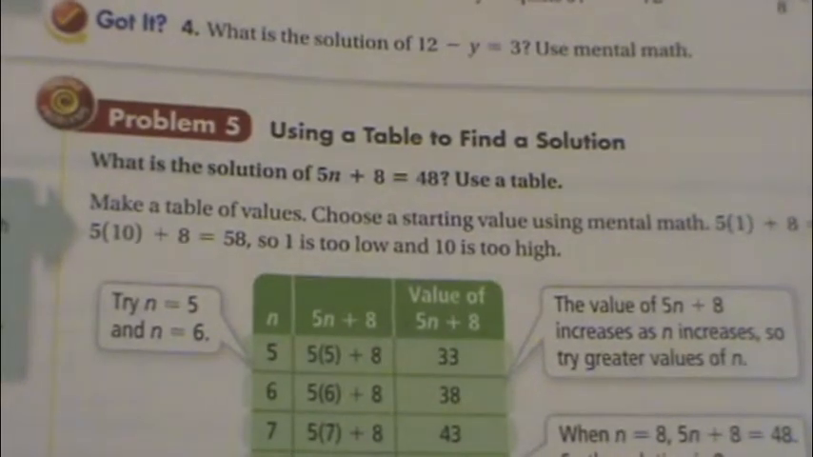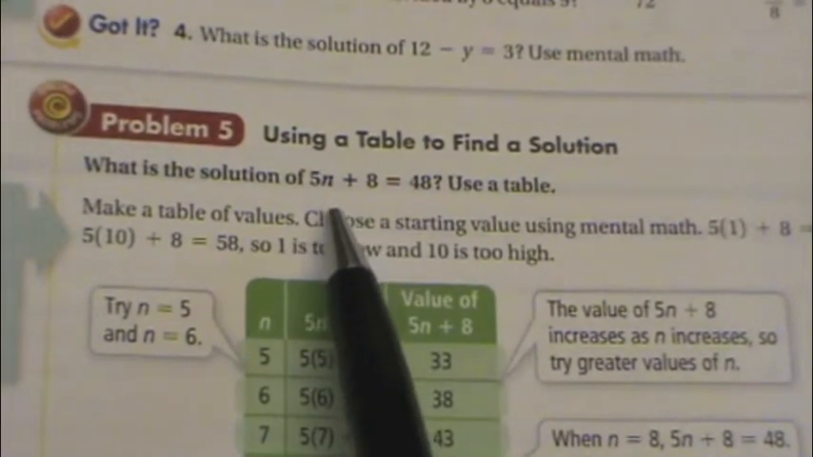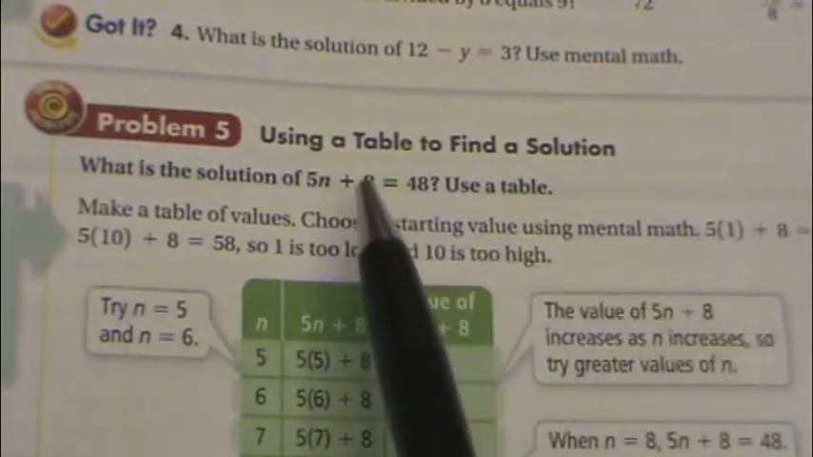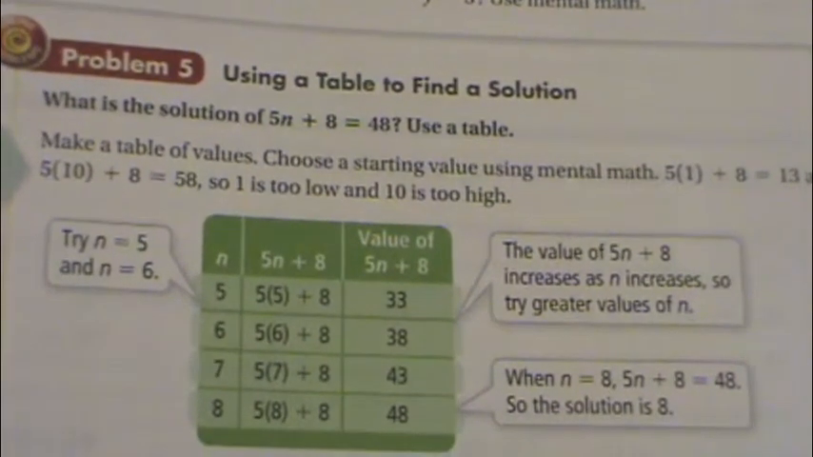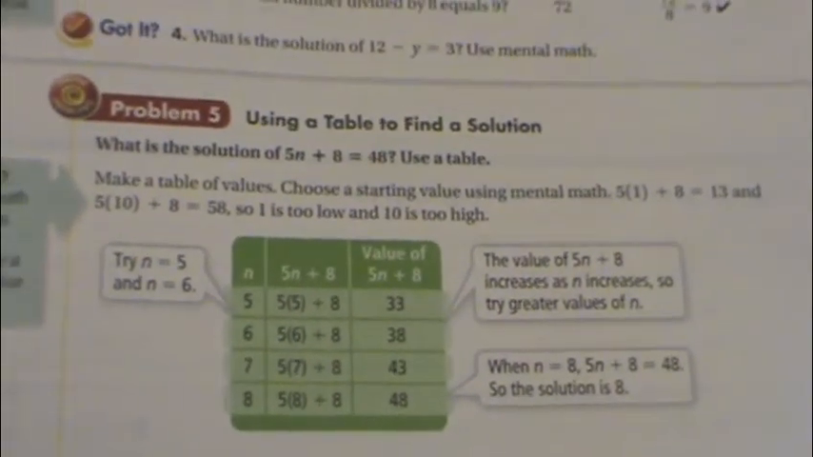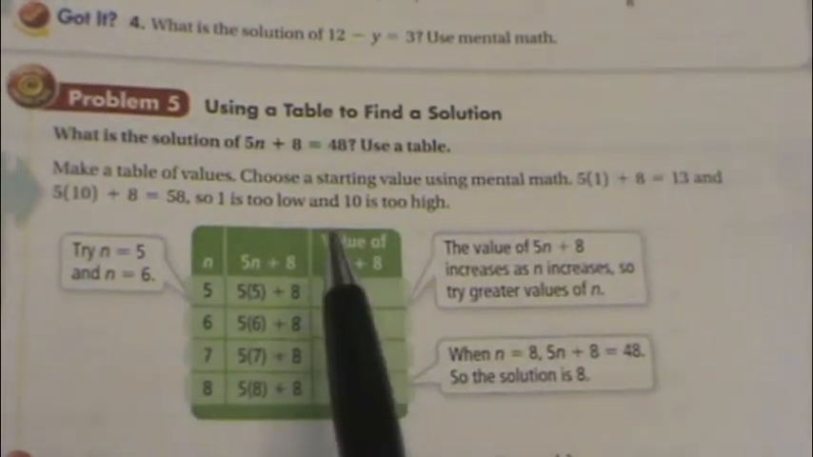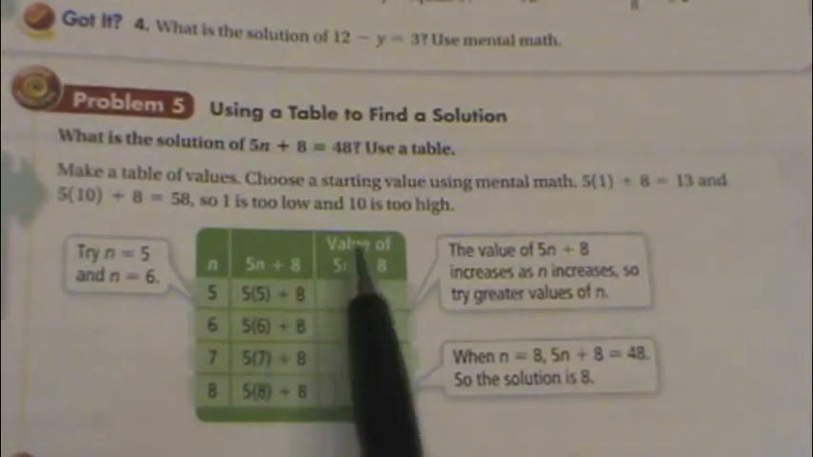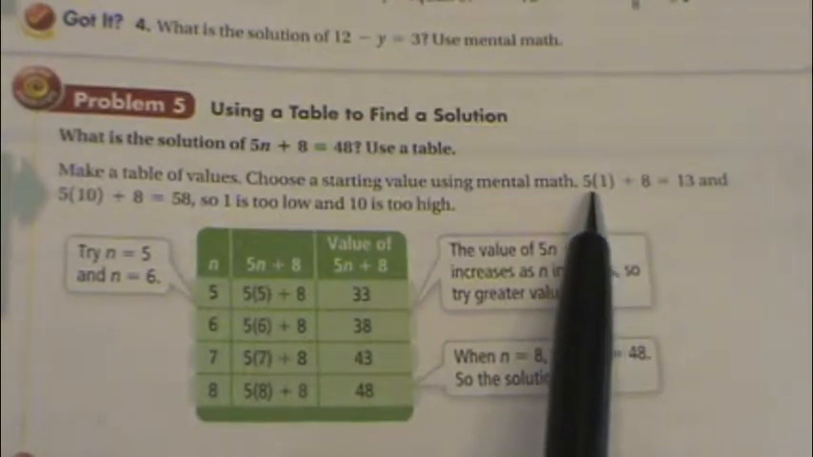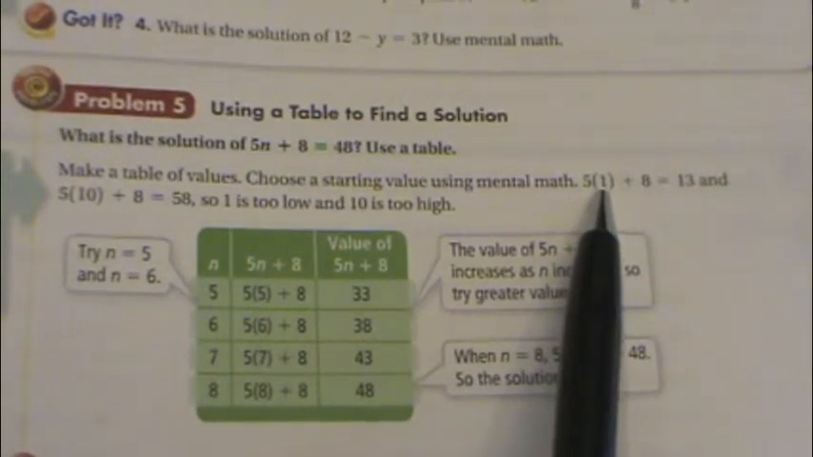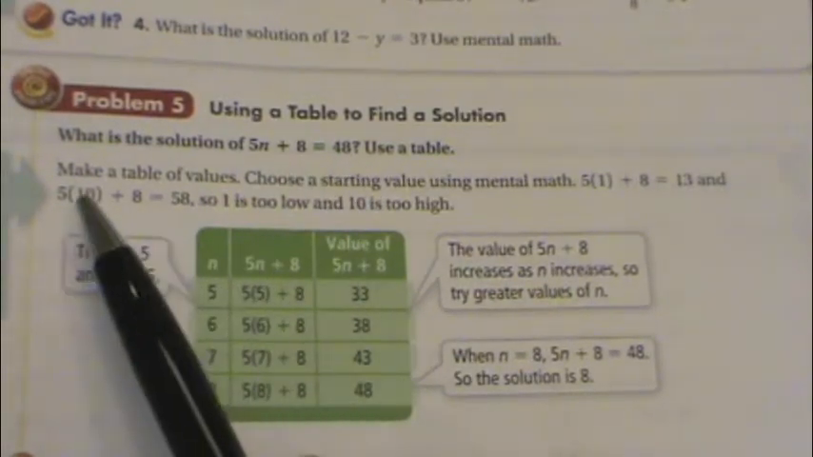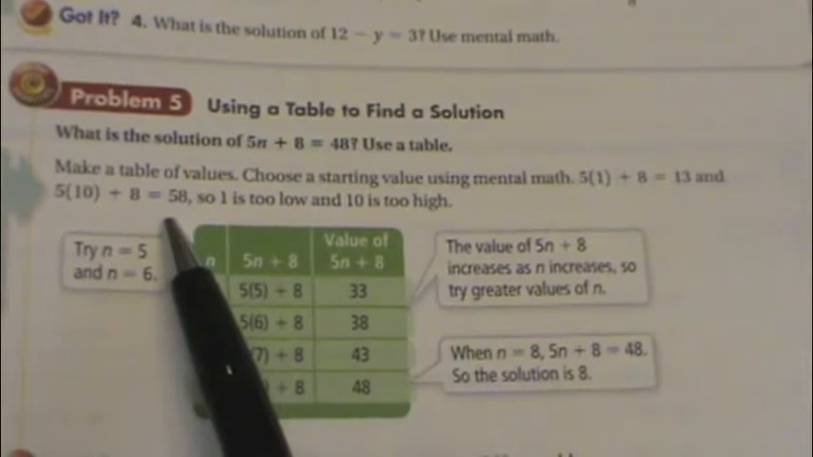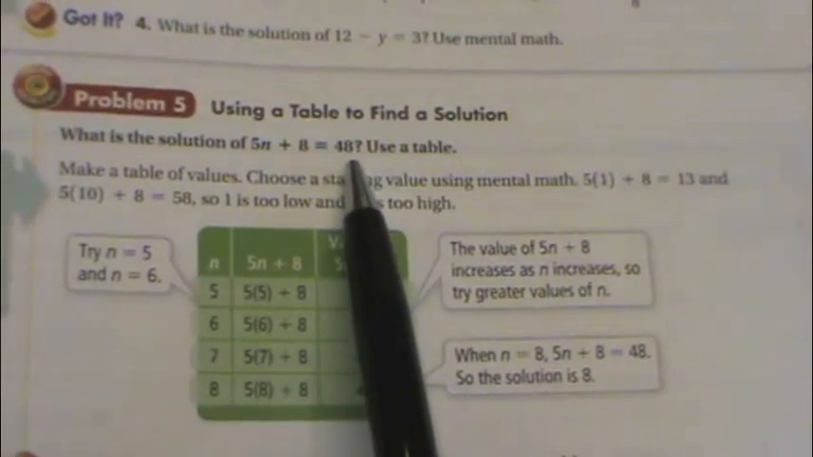Moving right along. Another way to find solutions for equations is to use a table. What's the solution for this equation? Let me zoom out a little bit. It's kind of hard to see these. They suggest if you are given 5n plus 8 that you start with an easy number like 1. If you substitute 1 in for n, 5 plus 8 equals 13. That's a lot smaller than 48. Try a bigger number, 10. 5 times 10 plus 8 equals 58, which is too big, but only a little bit too big.